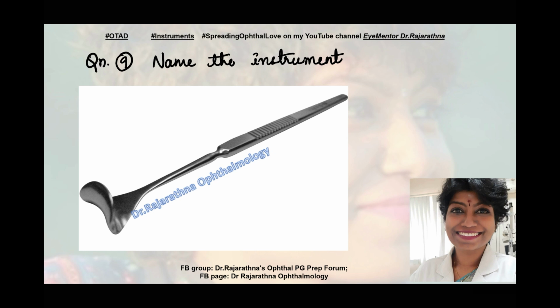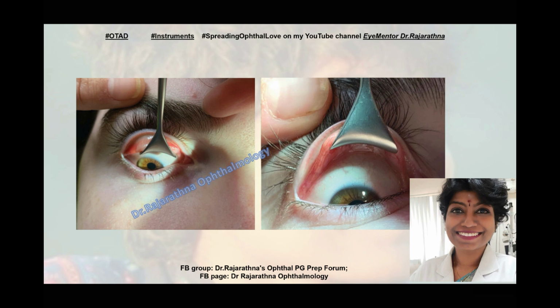Name this instrument. Almost all of you have got it right. It is Desmarres' lid retractor. Okay, eyelid retractor. Now, what is the use of this Desmarres' eyelid retractor? Typically to do this double eversion. Okay, so typically for the double eversion of eyelid.